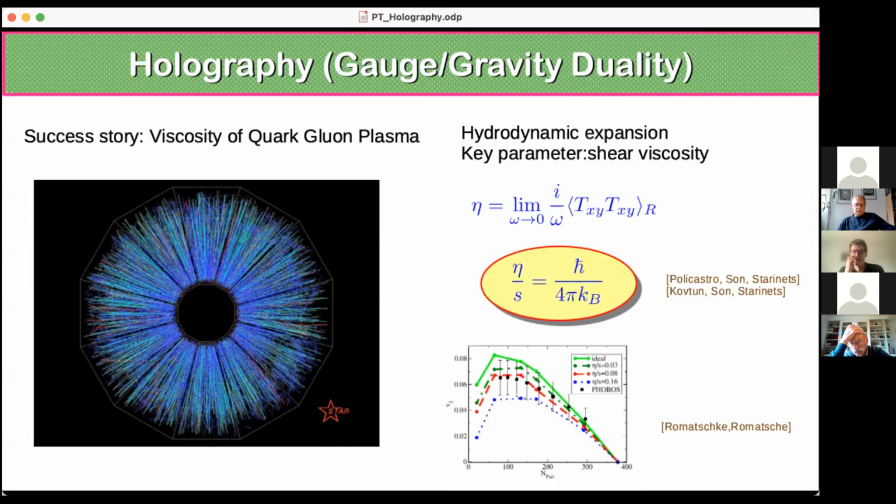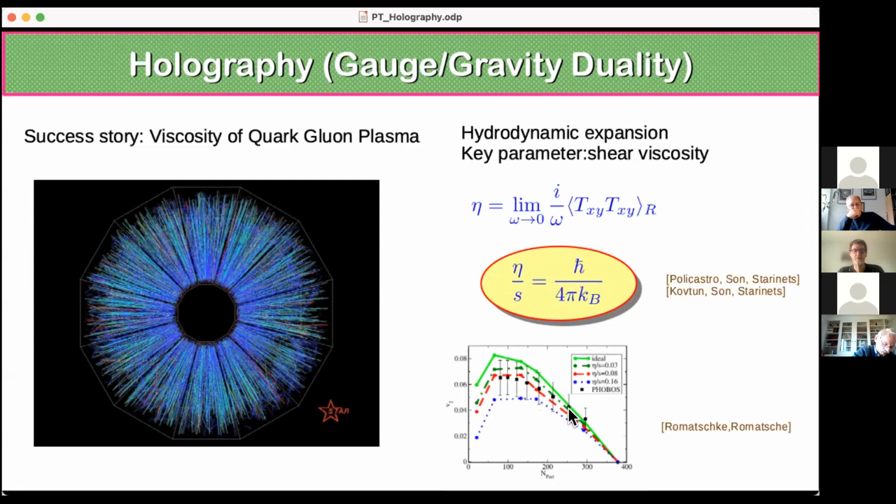And it was shown that the shear viscosity to entropy ratio takes this universal value, h bar over 4 pi k_B, with k_B the Boltzmann constant and h bar the Planck constant. And then people used this value and did the hydrodynamic simulations for the quark-gluon plasma and compared it to data.